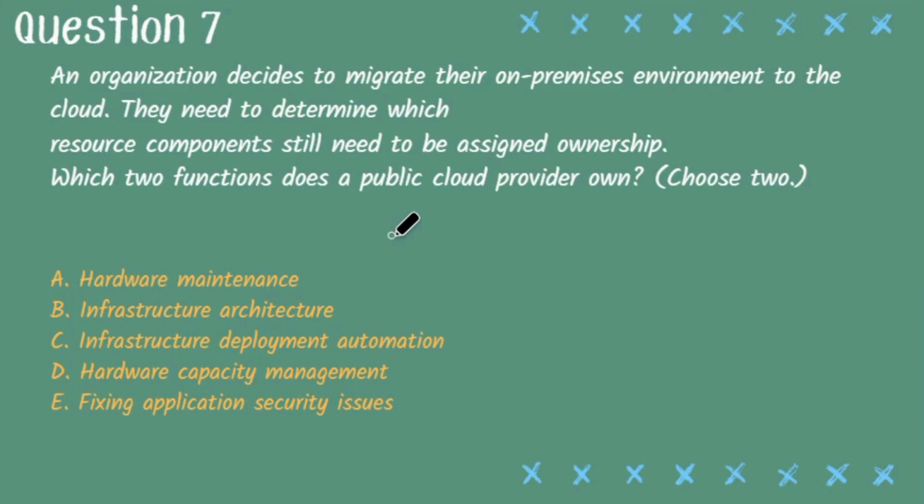So clearly hardware requirements and hardware capacity planning are definitely not part of the customer's job. These are something that the cloud provider has to take care of. Infrastructure architecture is something your internal architect will decide. Infrastructure deployment automation, you might use something like Terraform or Ansible or some other scripting or any cloud related scripts. So that's definitely in your control. Fixing application security issues is again a shared part. The hardware related security issues will be taken care of by the CSP, and the application and the data security needs to be handled by you.